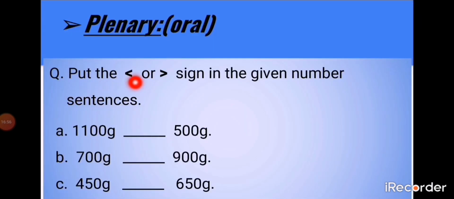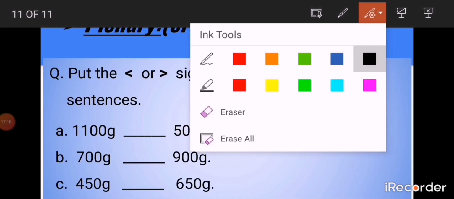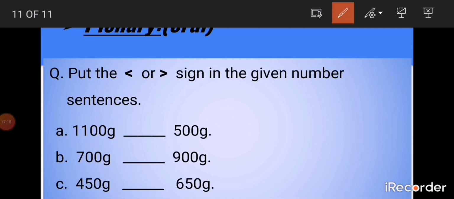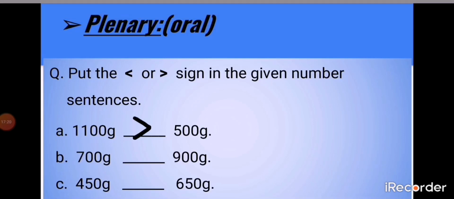Put the smaller than or greater than sign in the given number sentences. This is the smaller than sign because the pointed side is coming first. This is the greater than sign because the open end is coming first. So A, 1100 grams dash 500 grams. Now compare it. Is 1100 greater than 500 or smaller than 500? Exactly, 1100 is greater than 500. So we'll put the greater than sign, open end towards 1100 and the pointed one towards 500.